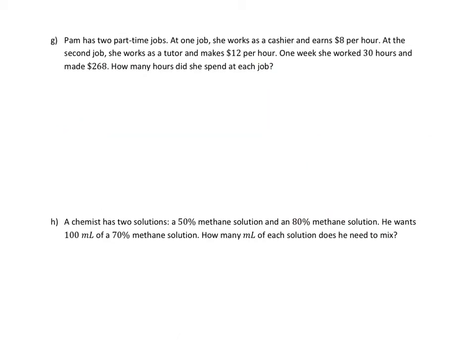What I'm going to do for this page, G, H, and I, I'm going to help you set them up, and then you are going to continue and solve them. So letter G, Pam has 2 part-time jobs. At one job, she works as a cashier and earns $8 per hour. At the second job, she works as a tutor and makes $12 per hour. One week, she worked 30 hours and made $268. How many hours did she spend at each job?